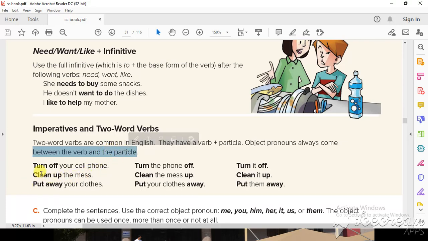For example, turn off your cell phone. So, turn is a verb, off is a particle. We can divide them, and put the object between them, like, turn the cell phone off. Again, turn off the cell phone. Turn the cell phone off. So we separated turn and off and put the object between them, right? Okay. So can you give me a second example?